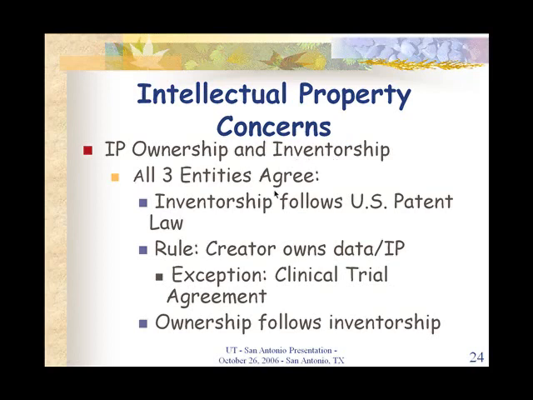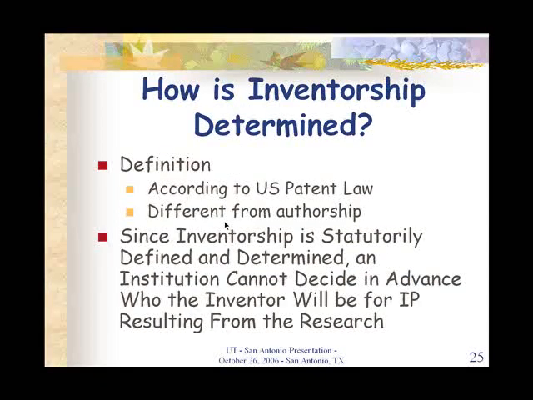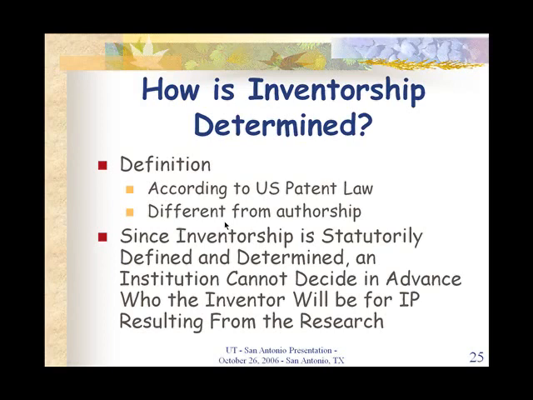So all three entities that we've been considering, research institutions, biotech, and pharma, do agree that inventorship follows U.S. patent law. There is the rule that the creator owns the data, the IP. The exception is under the clinical trial agreement. And then the ownership follows the inventorship. So if there are contractual statements, you would expect these standard things to be there. If not, you need to get curious about the deviation and inquire as to why it is there.